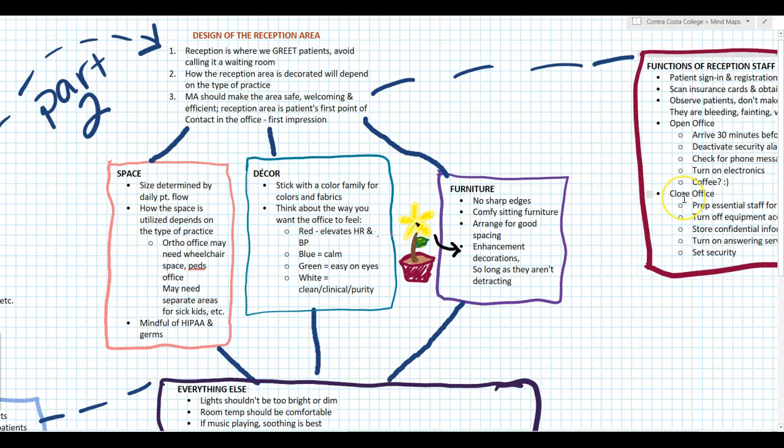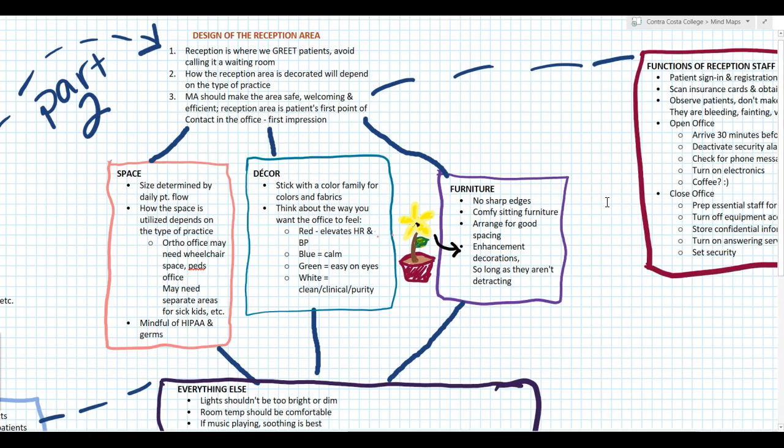Furniture should have no sharp edges. That's pretty obvious. We don't want little kids or elderly people or anybody really falling into anything with sharp edges. It should have comfy sitting furniture. Nothing is more of a bummer than when you're stuck in a waiting room for a long time, especially in a reception area of a doctor's office while you're waiting for a family member to come out, or if you, as a patient, are in pain and you are in an uncomfortable chair. That's kind of a bummer. So, you want to have comfy sitting furniture.